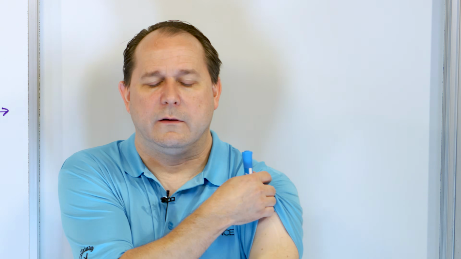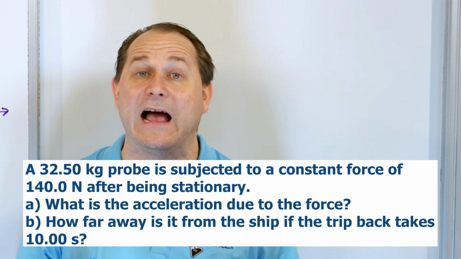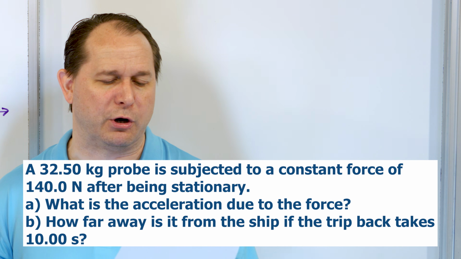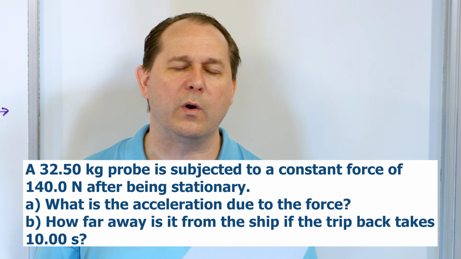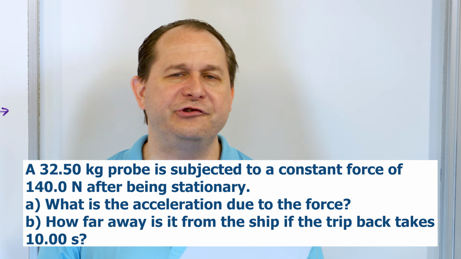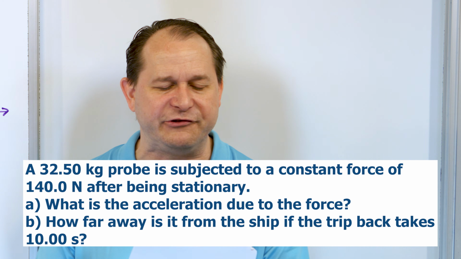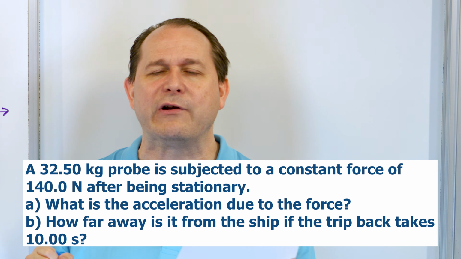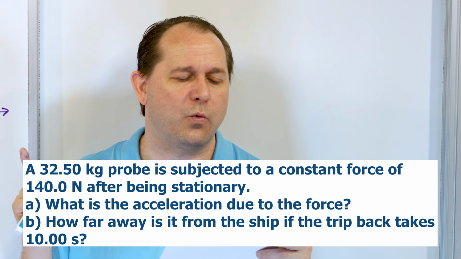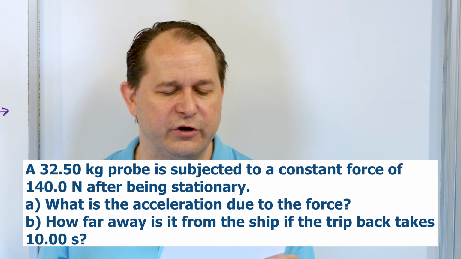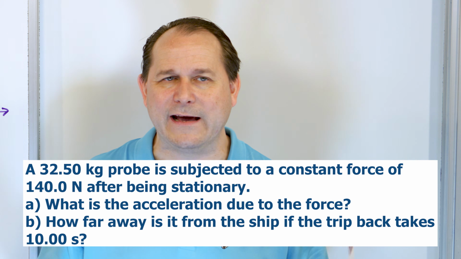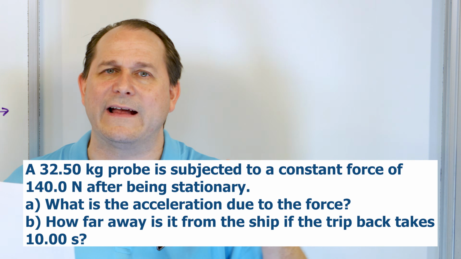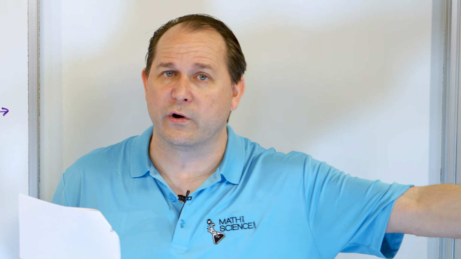All right, let's jump into our first problem and get some practice actually calculating this. The first problem says, the 32.50 kilogram space probe is being subjected to a constant force of 140.0 newtons from a ship's tractor beam after initially being stationary doing repairs. 2 questions. A, what is the acceleration due to the tractor beam force? And part B, how far away is the ship if the total trip took 10 seconds? So there's 2 angles here, because the first part is talking about forces, and the second part is talking about how far it moved. So that's more like the equations of motion we learned before in physics.